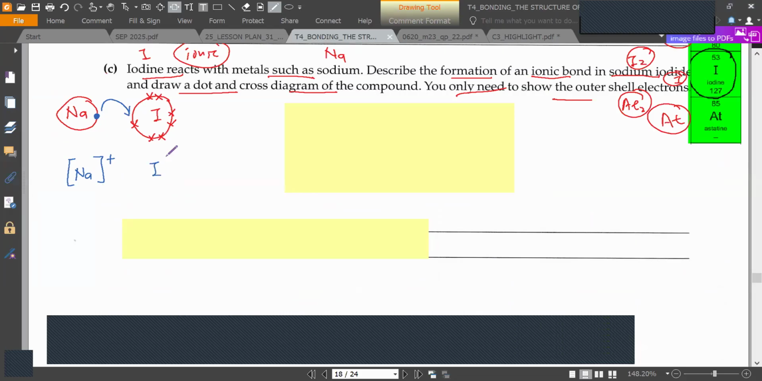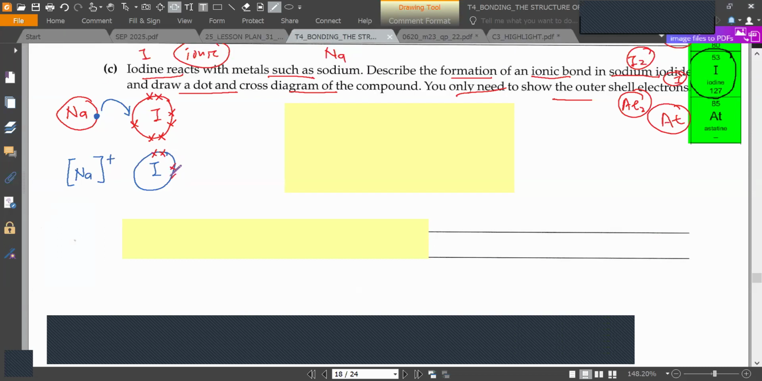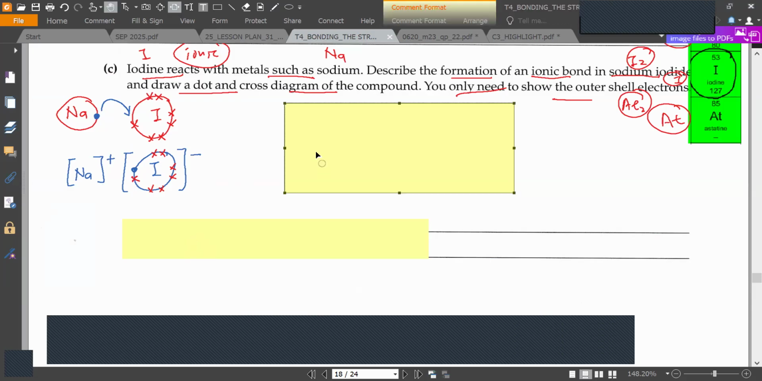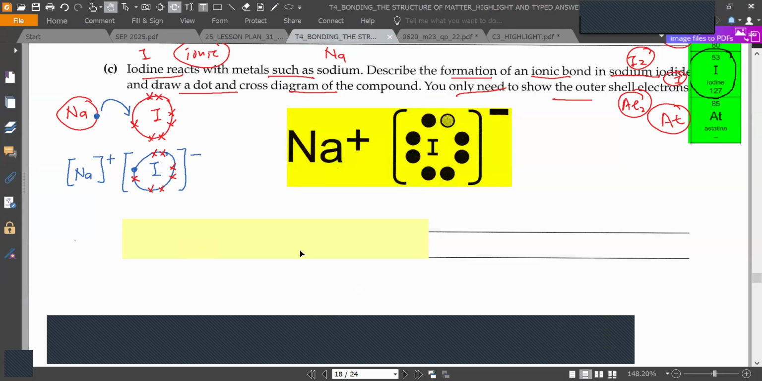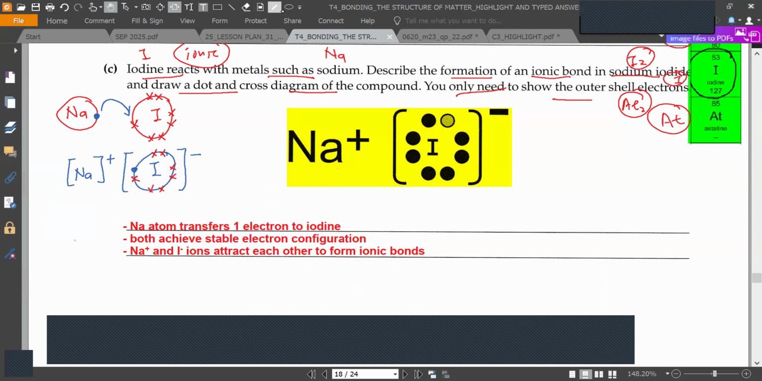Now the iodine. Just now, 7 electrons belonged to the iodine, and now we add 1 electron that is coming from the sodium. So now the charge is -1. That is the concept of this ionic bond. So this is what we expect to draw. And then, how can we describe this process?